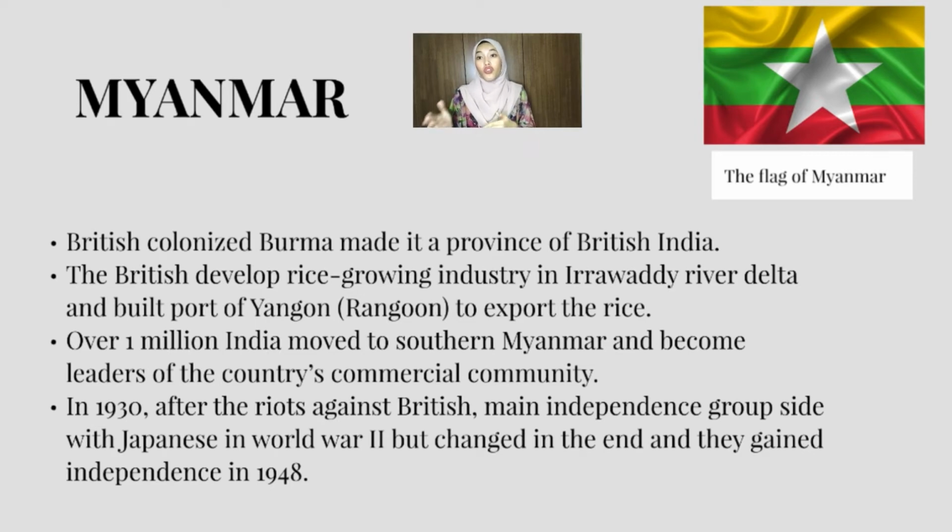The British tried to unify the newly developed Lower Burma with the main Burmese around Mandalay and the hill tribes. The main independence group sided with the Japanese in World War II after riots against the British in 1913, but they changed sides towards the end and gained independence in 1948.